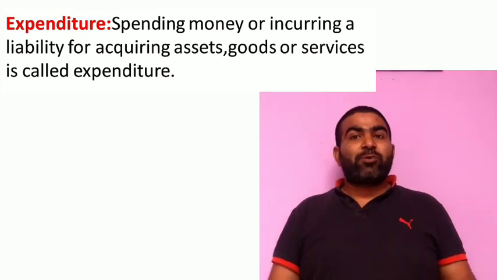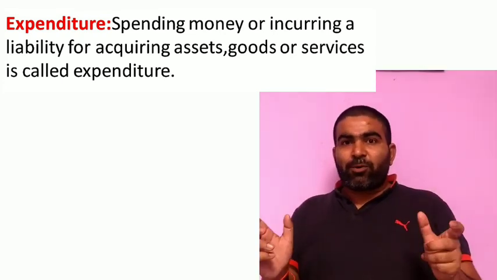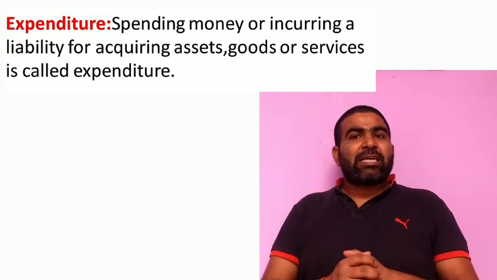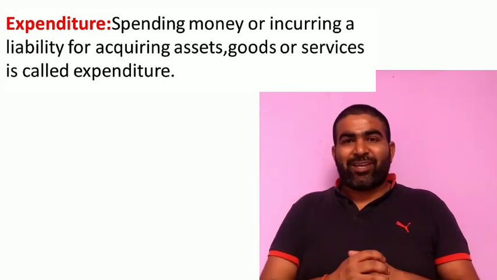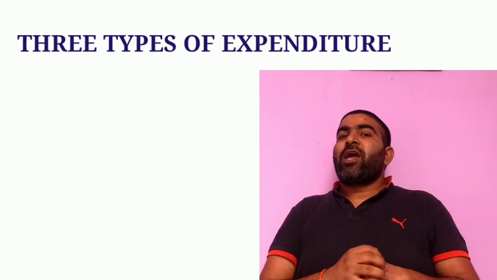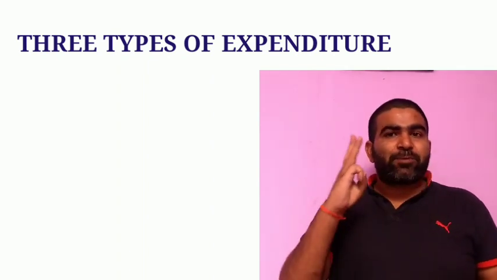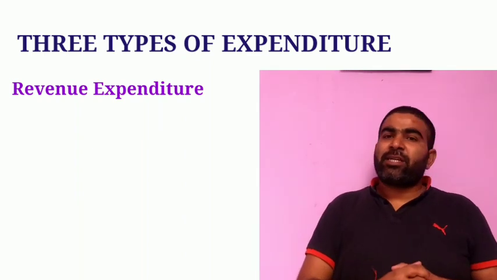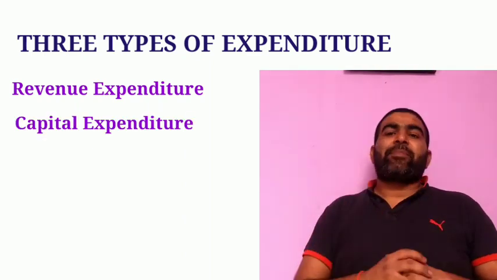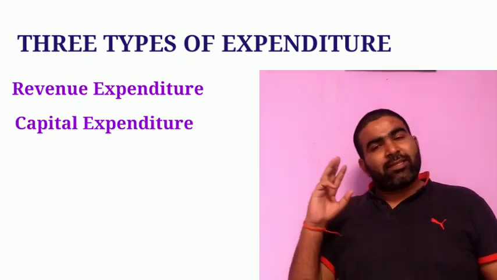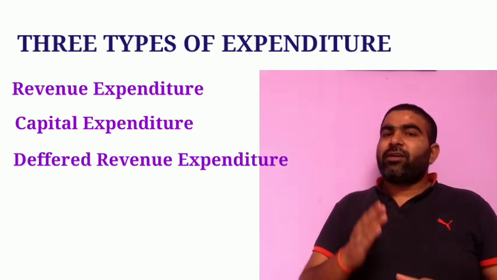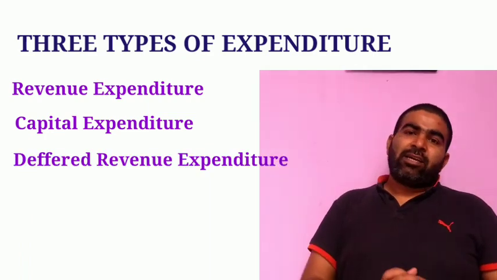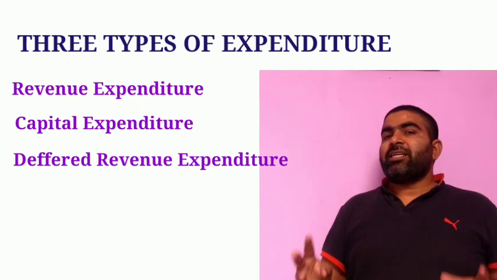So now come to the expenditure. There are basically three types of expenditure. The first is revenue expenditure, the second is capital expenditure, and the third is deferred revenue expenditure. So there are basically three types of expenditure.